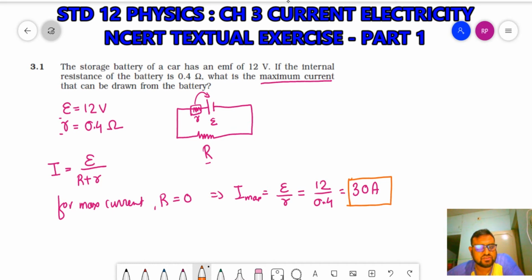Clear? This was about question number 3.1. Just note it down. Remember this formula. Current flowing I is equal to V by R. Here what is V? That is the EMF epsilon. And what is the resistance? Internal resistance plus this external one. The question is maximum current. That is the reason why we have taken capital R is equal to 0. Now let's move to the next, that is 3.2.